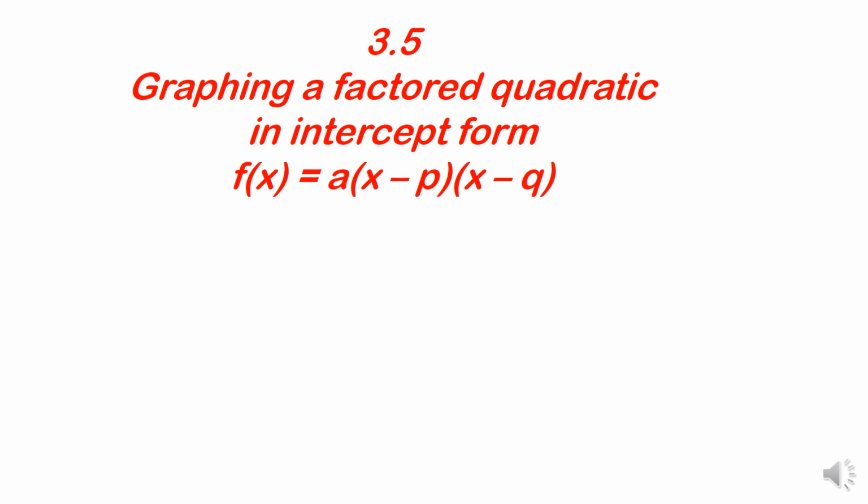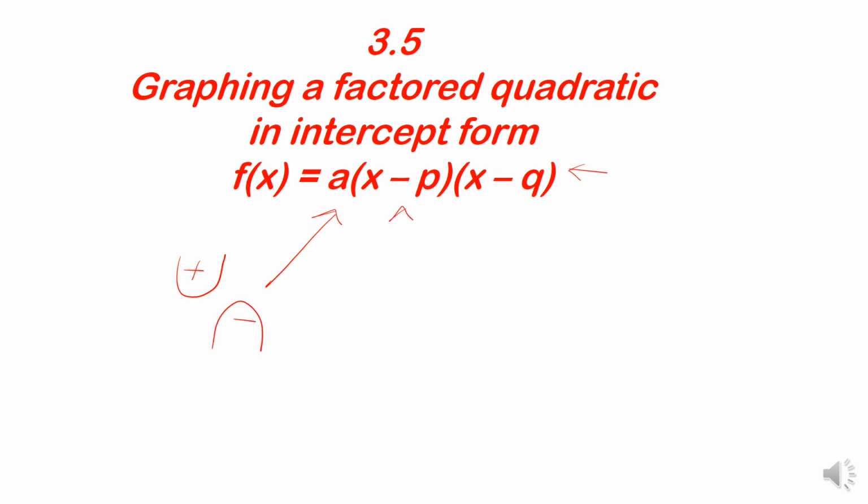Okay, in IM2 today we're going to talk about graphing a factored quadratic in intercept form. When they say intercept form, they're talking about factored form, and they want you to understand that you can graph straight from this form, but you have to understand a few things. The first thing you're going to look at is the a. Is it positive, meaning a happy face graph, or is it negative, meaning a sad face graph?